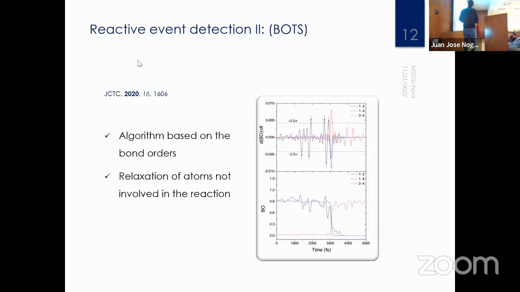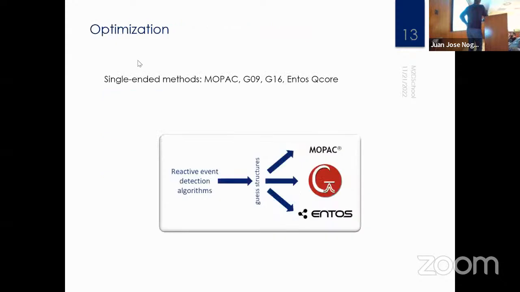There are no matrices involved here. It's just the bond orders, and everything else is the same. So once you know the atoms, you relax the other atoms and so forth. But this is not based on geometry. It's based purely on the bond orders of the system. Okay, so these are the methods.